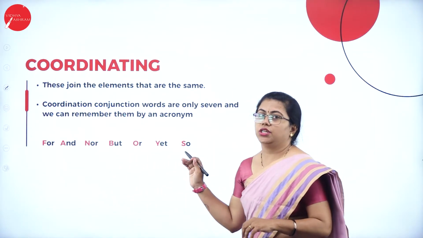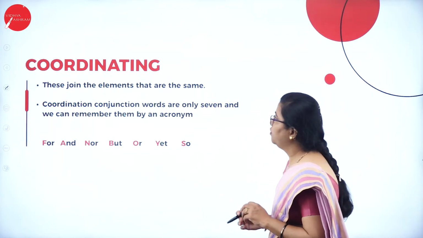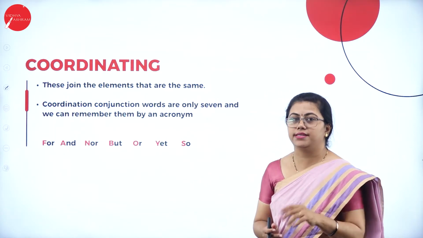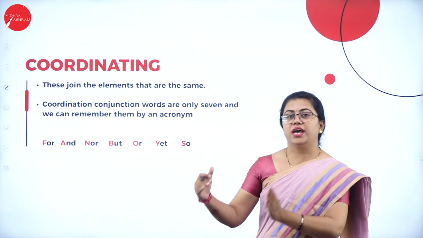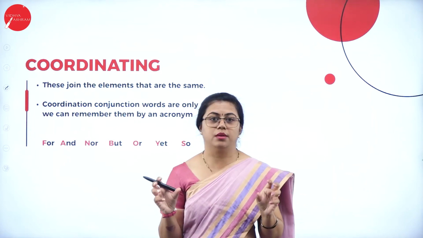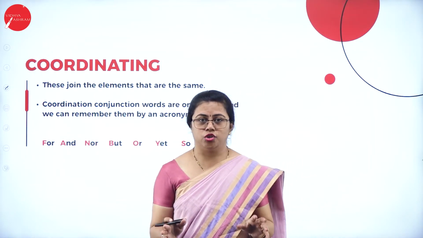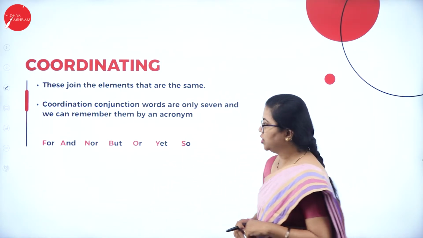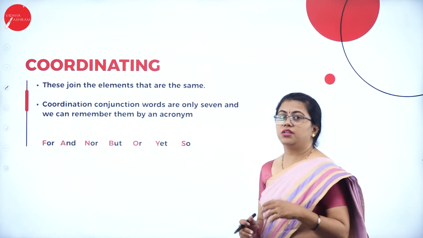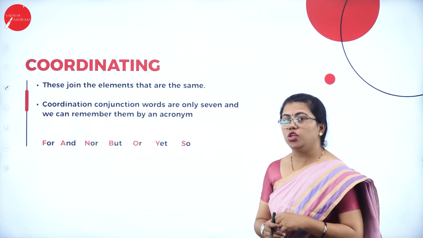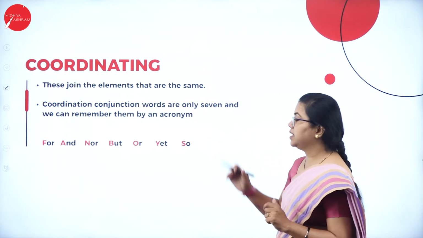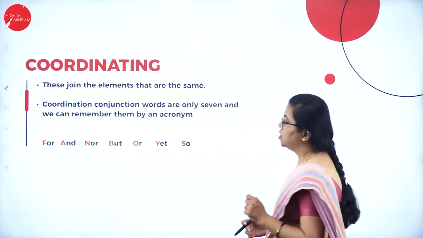Coordinating conjunctions are basically those which join the elements that are the same, meaning similar, which have equal weightage. There will be two sentences which will have equal weightage. Such sentences are joined by a coordinating conjunction. Coordinating conjunctions can be remembered very easily using an acronym. Acronym means a short form.